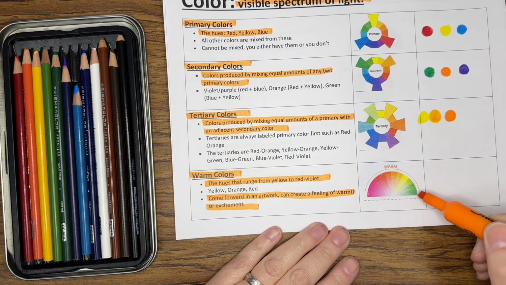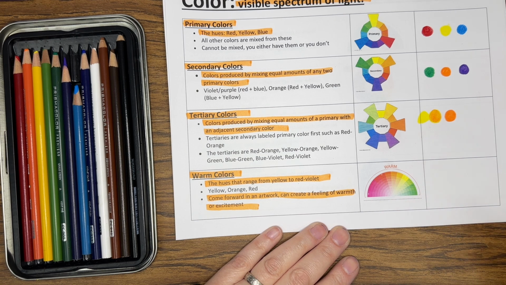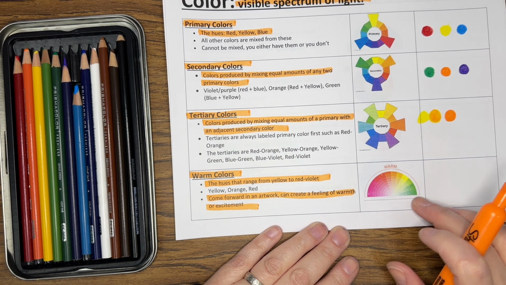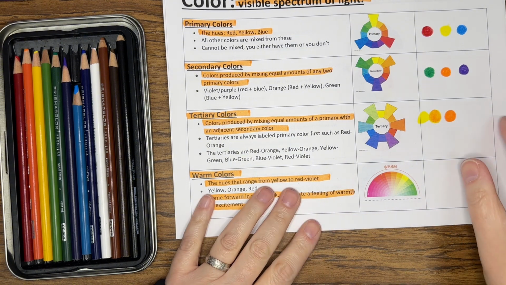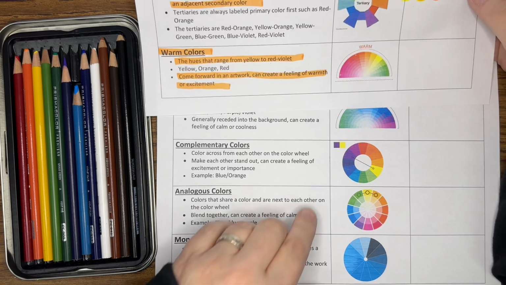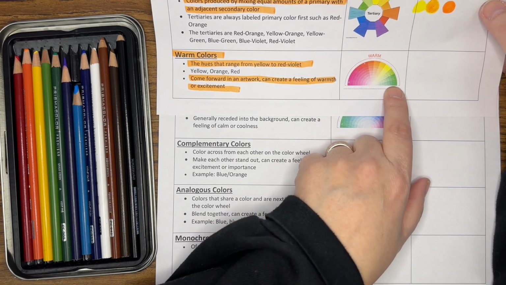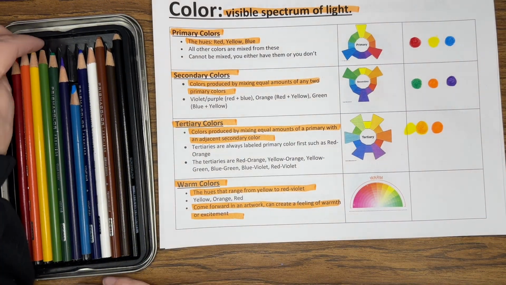Over here, this little example does have a little bit of green in it, but that's because this is the yellow green. It's got lots of yellow in it, and you'll be able to see the difference when we look at the cool colors. This green right here has a lot of blue in it, and this green right here has a lot of yellow in it. And that's what really makes the difference.